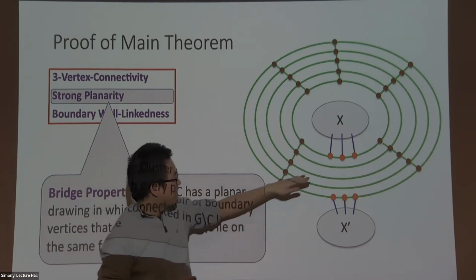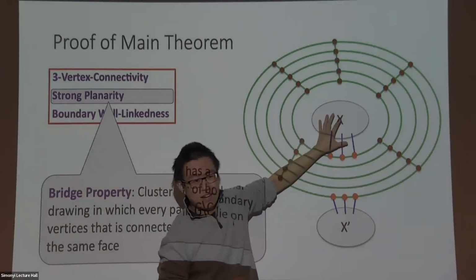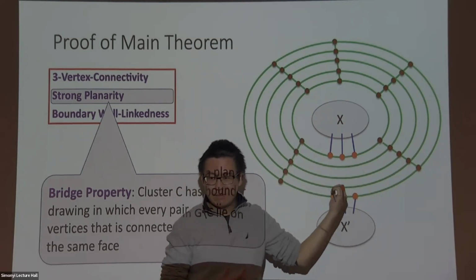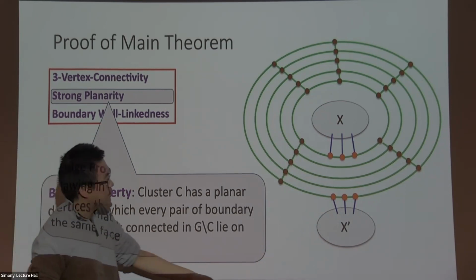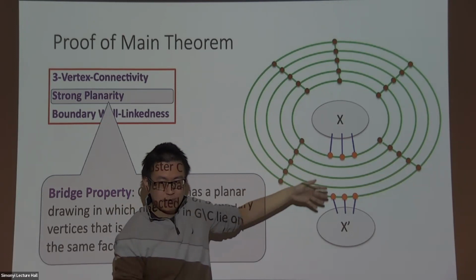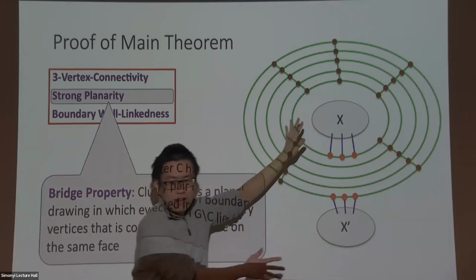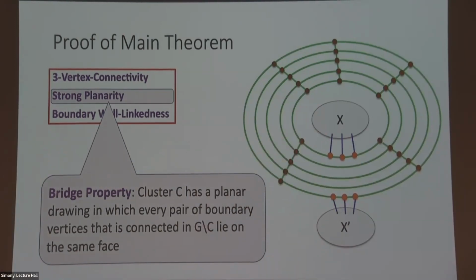We just need that, in the same part that is connecting with the outside world, they are lying in the same face. So what do we mean by that? It has a planar drawing in which every pair of boundary vertices that are connected in the remaining world has to lie on the same face. So if the whole graph is just an x, y green part connecting by these blue edges, then x and y are not connected to each other. So we do not need to enforce all of them to lie on the same face and connect them in a unified way. x can be connected inside, y can be connected outside.